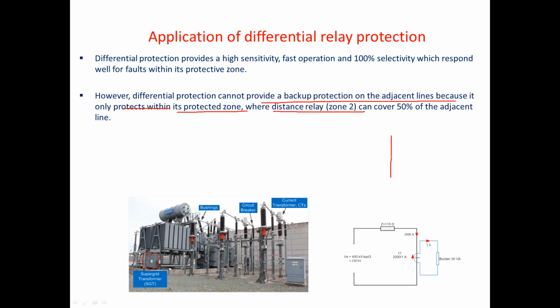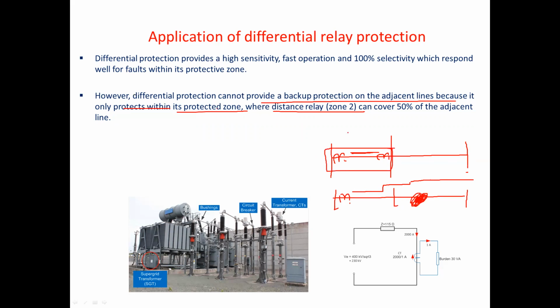What this means is, if, for example, we have many bus bars, the differential protection protects only within this one, so it doesn't provide any backup for the next line. But the distance protection can cover zone 1 here at 80%, zone 2 at 125%, and then zone 3 maybe 120, 125 or 150%. So the distance protection provides backup to the adjacent lines, but the unit protection only protects the protected zone only.